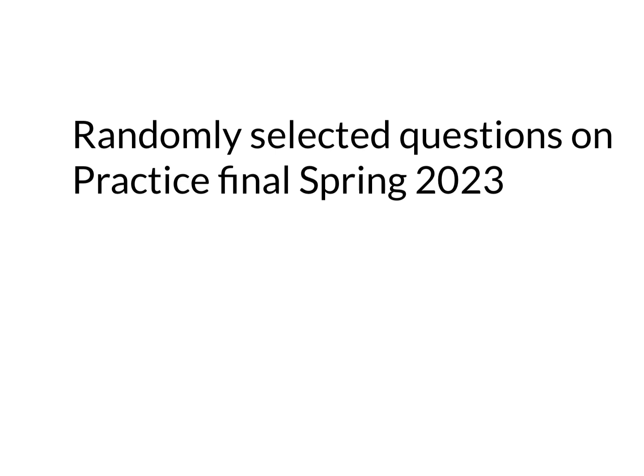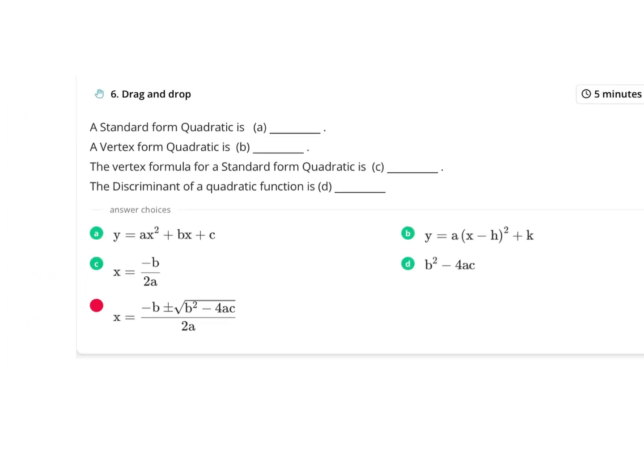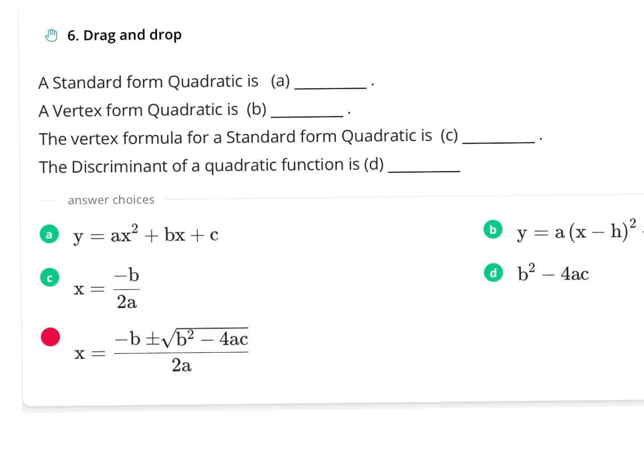So here are some randomly selected questions on the spring practice final. Actually, they're questions that I didn't have video explanations for, so I'm going to make them now. On this particular question, it's a fill in the blank. It says a standard form quadratic is, and you have all these options.